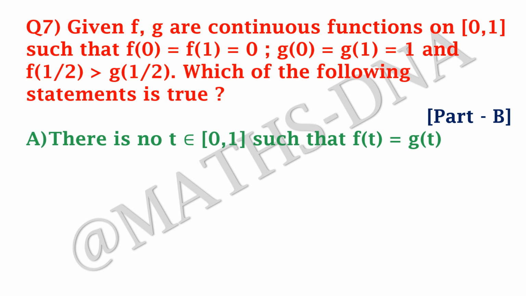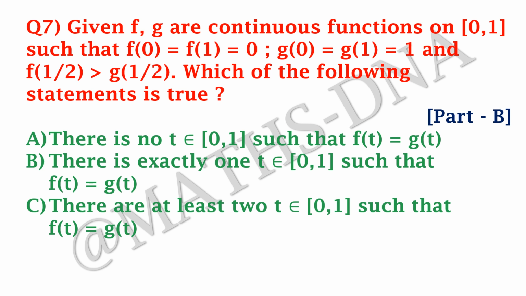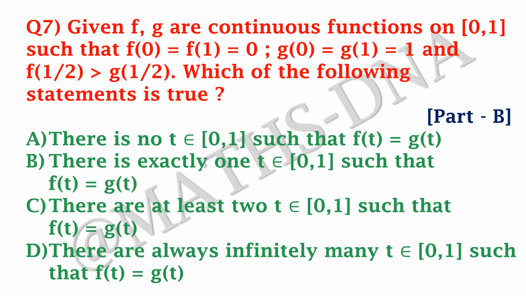The options are: A. There is no t belonging to the closed interval [0, 1] such that f(t) = g(t). B. There is exactly one t belonging to [0, 1] such that f(t) = g(t). Option C says there are at least two t belonging to [0, 1] such that f(t) = g(t). Option D says there are always infinitely many t belonging to [0, 1] such that f(t) = g(t).